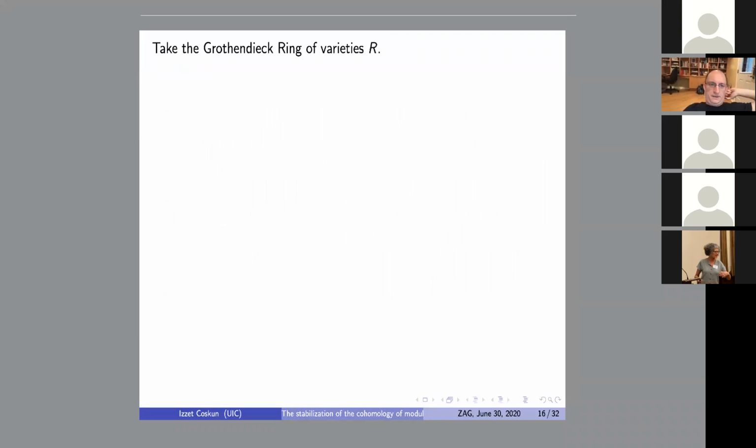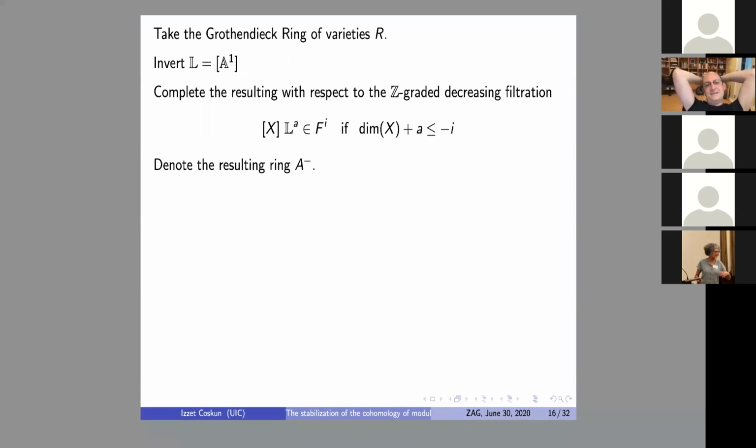So let me suggest where we are going to go. This is not the only way you can go, but this is one way. What I want to do is take the Grothendieck ring of varieties and invert the class of A^1, and then there is a natural filtration on this that you use to complete the resulting ring. So what's this filtration?